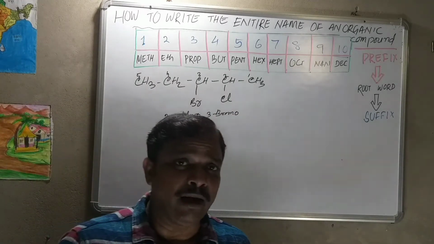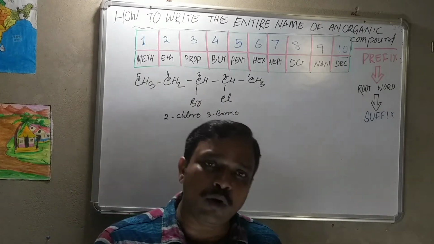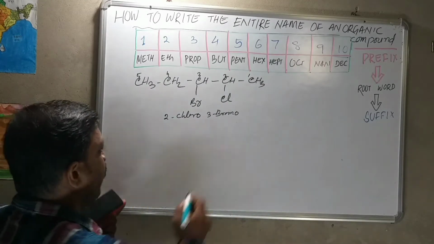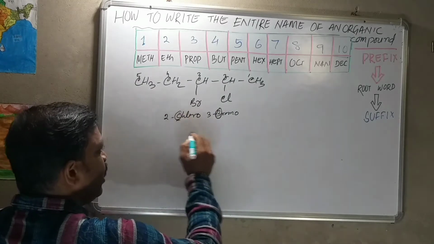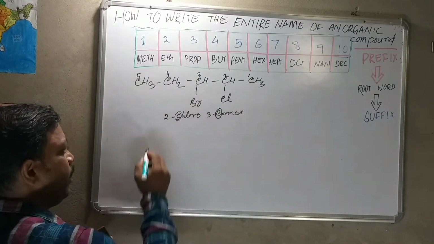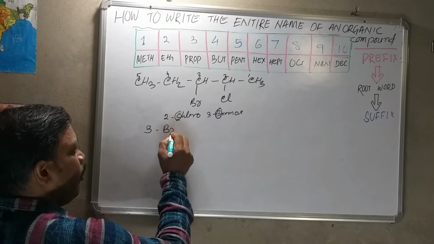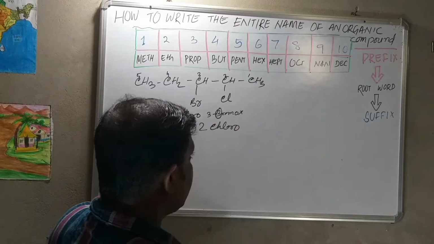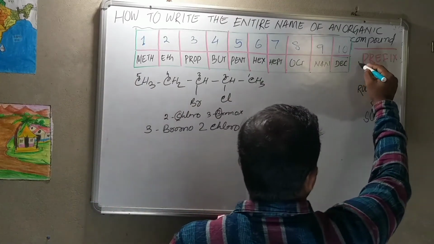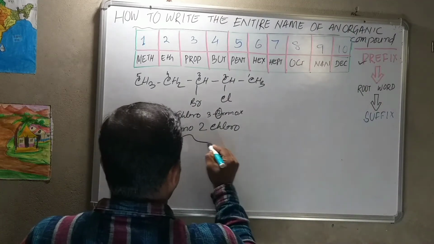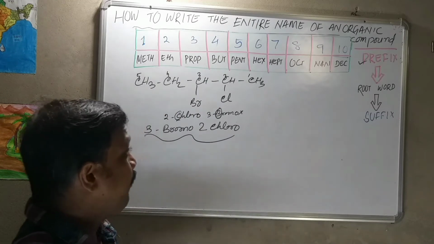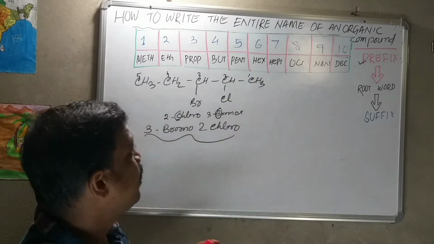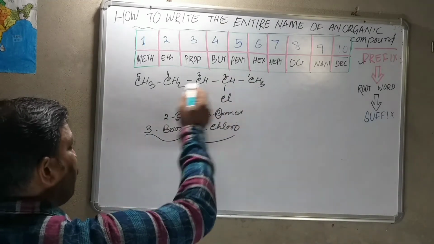But by the second rule, substituents are always arranged alphabetically, so B comes before C. So this is wrong. We have to write here 3 bromo, 2 chloro. Now we have completed our prefix. This is the prefix and root word. Now we have to find out how many carbon atoms are in this longest carbon chain. There are 5 carbon atoms.